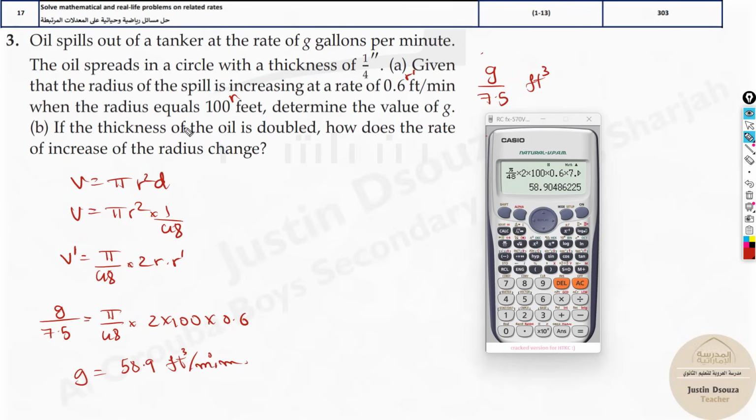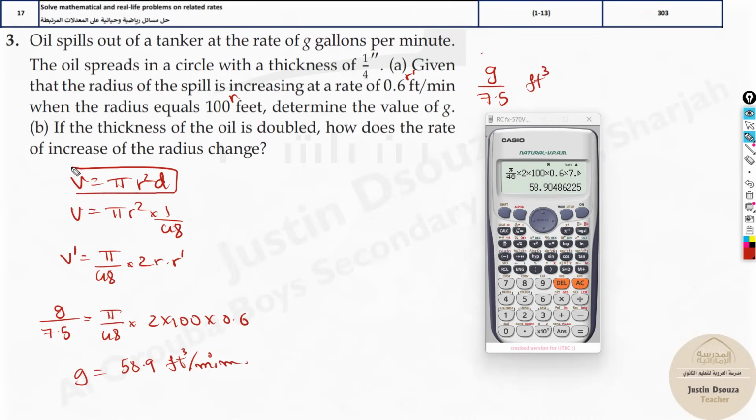And what about if the thickness of the oil is doubled? If the thickness is increased, how does the rate of increase of the radius change? Now what happens is, I think it'll be halved. C over here. Yeah, it'll be halved because all the others are constants.